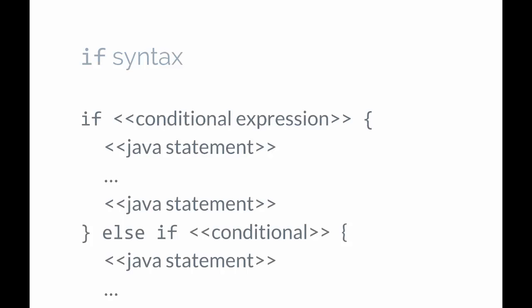Else if this is false and this is true, then execute these statements. If this is false and this is false, then execute these statements. If this is true, you don't execute anything else, regardless. So if this is true and this is true, it won't execute the second block. As soon as it hits true, it's done.